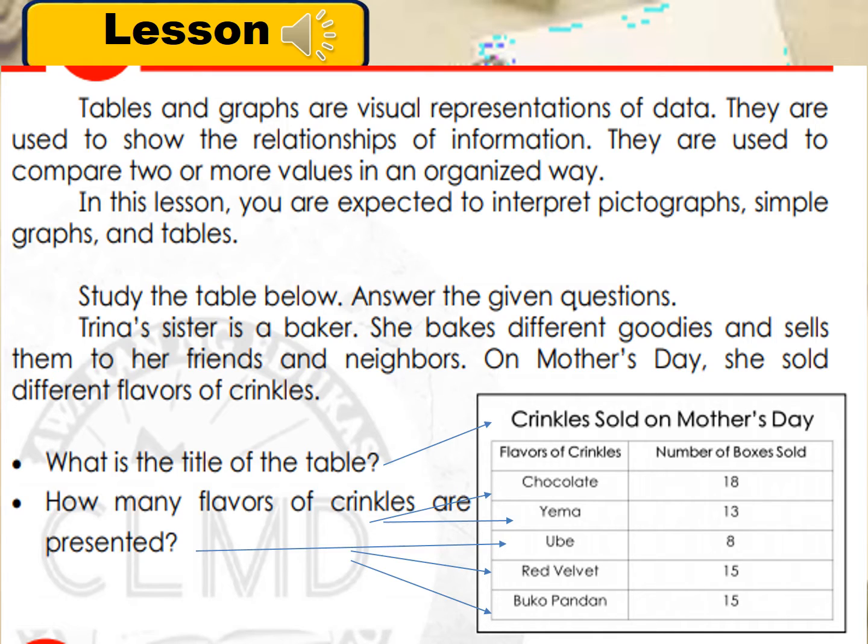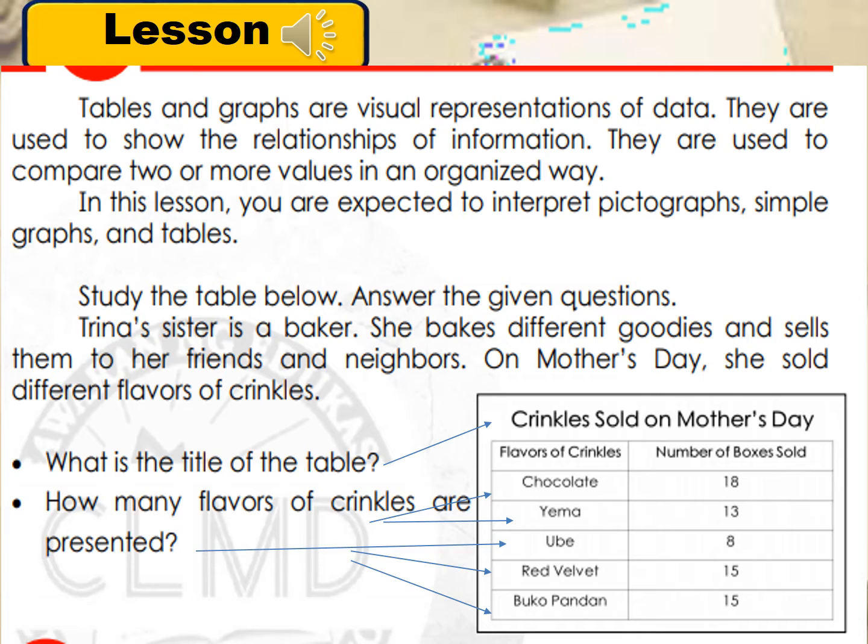Tables and graphs are visual representations of data. They are used to show the relationships of information. They are used to compare two or more values in an organized way. In this lesson, you are expected to interpret the graphs, simple graphs, and tables.